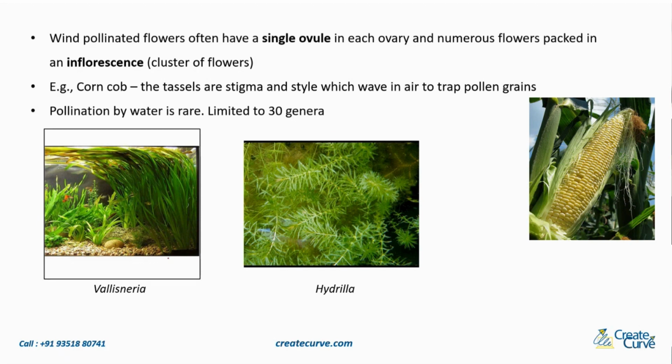So these two plants here, Vallisneria and Hydrilla, are examples of plants which are pollinated by water. Okay, please remember these examples. You can get these in any kind of objective questions, right? So Vallisneria and Hydrilla are water pollinated plants.